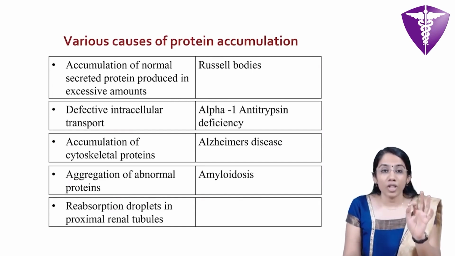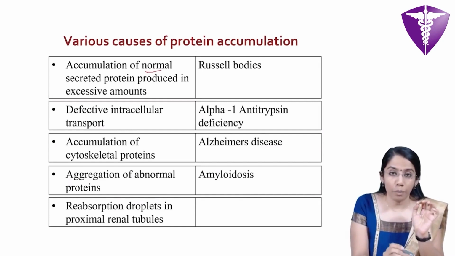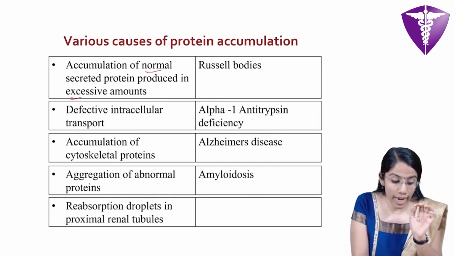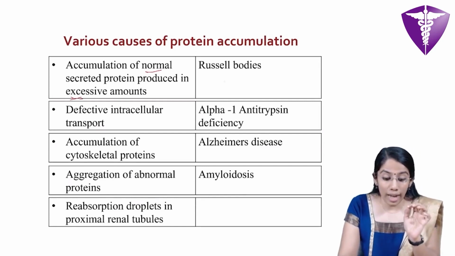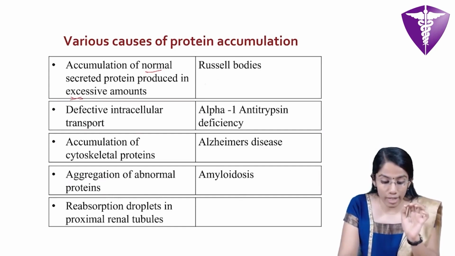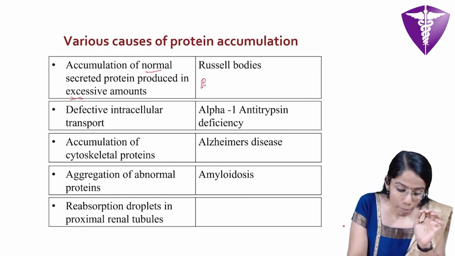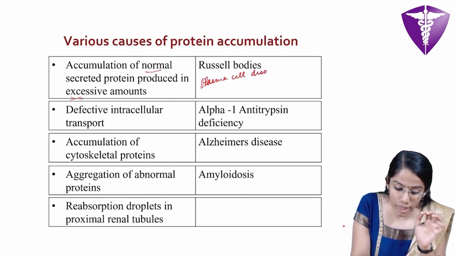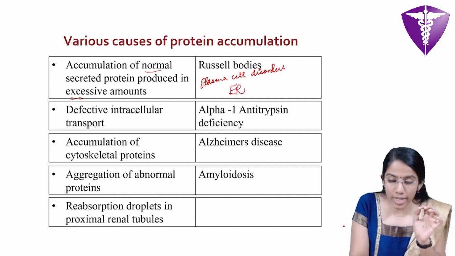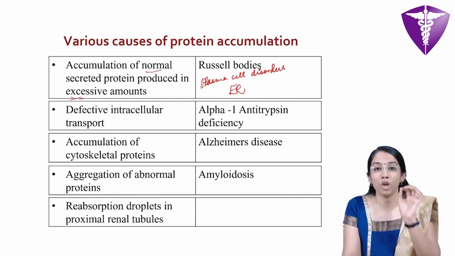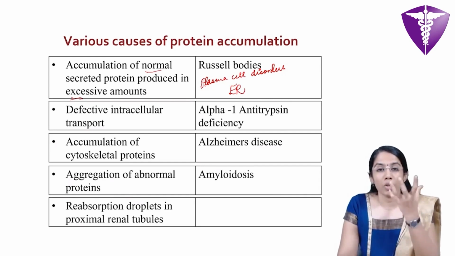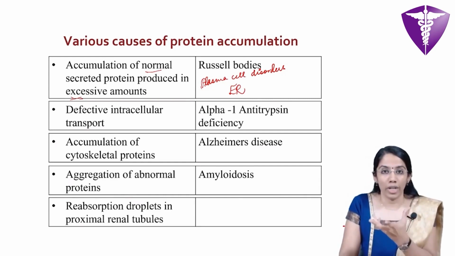One is accumulation of a normal secreted protein which is produced in excessive amounts. A classic example of this is Russell bodies. The Russell bodies are seen in plasma cell disorders, and this occurs as distension within the endoplasmic reticulum. So, these are seen as Russell bodies.